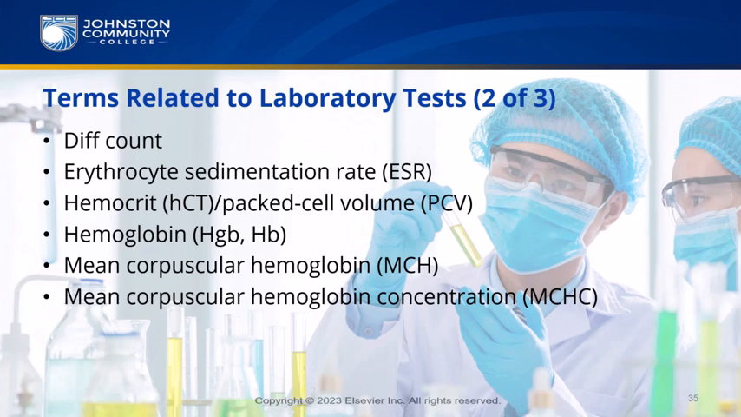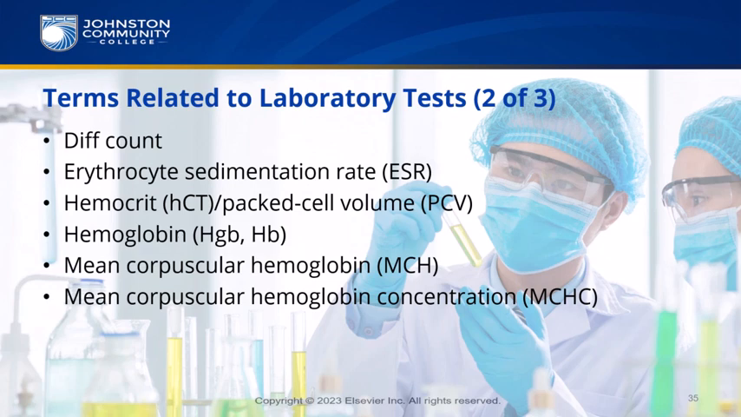Then we have hematocrit, also called packed cell volume, and this is a measure of the percentage of red blood cells in the blood. Hemoglobin is an iron-containing pigment of red blood cells that carries oxygen to tissues. Mean corpuscular hemoglobin is a test to measure the average weight of the hemoglobin per red blood cell. It is used in diagnosing anemia.